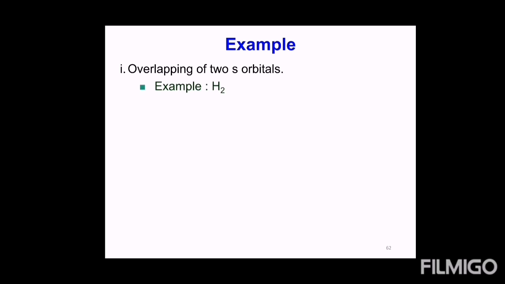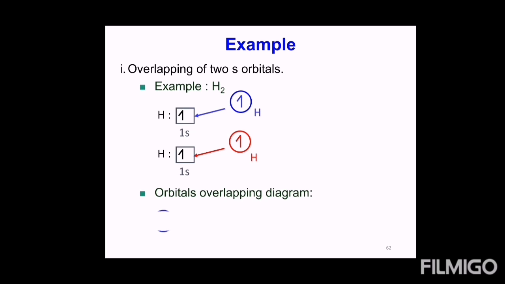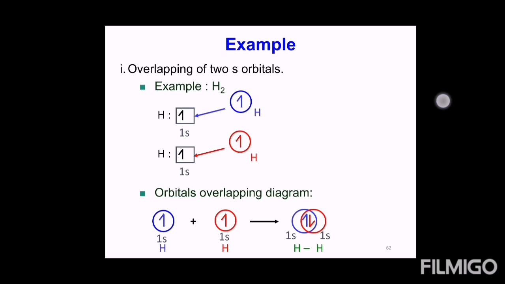Alright, so example overlapping of two s orbitals. Example adalah hydrogen. So kita tahu dia punya valence 1s and 1s. So apabila dia overlap, okay, so dalam bentuk spiral 1s, and then the other one spiral also 1s, so dia overlap untuk hasilkan sigma bond. Alright, done. Okay, you can tulis state lah.